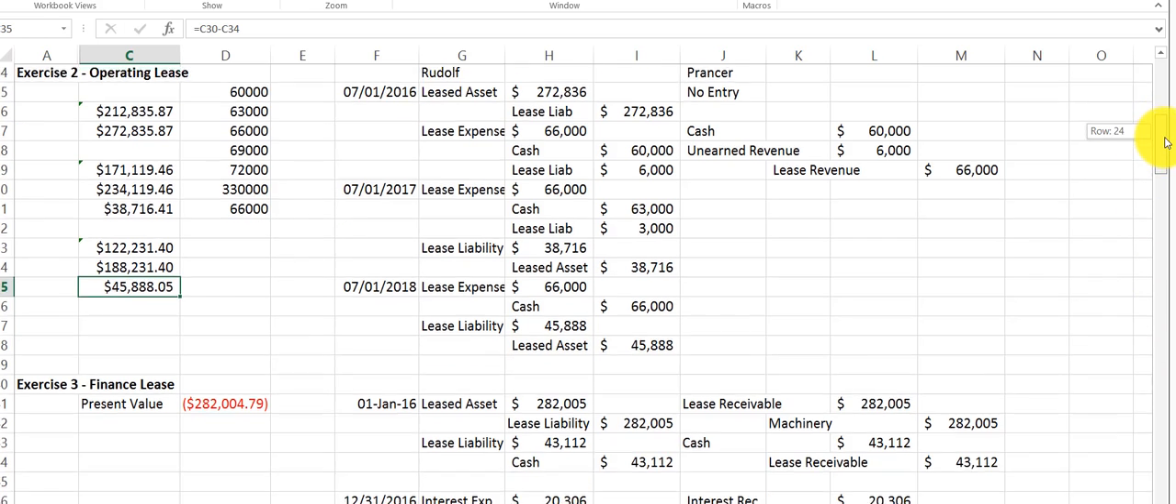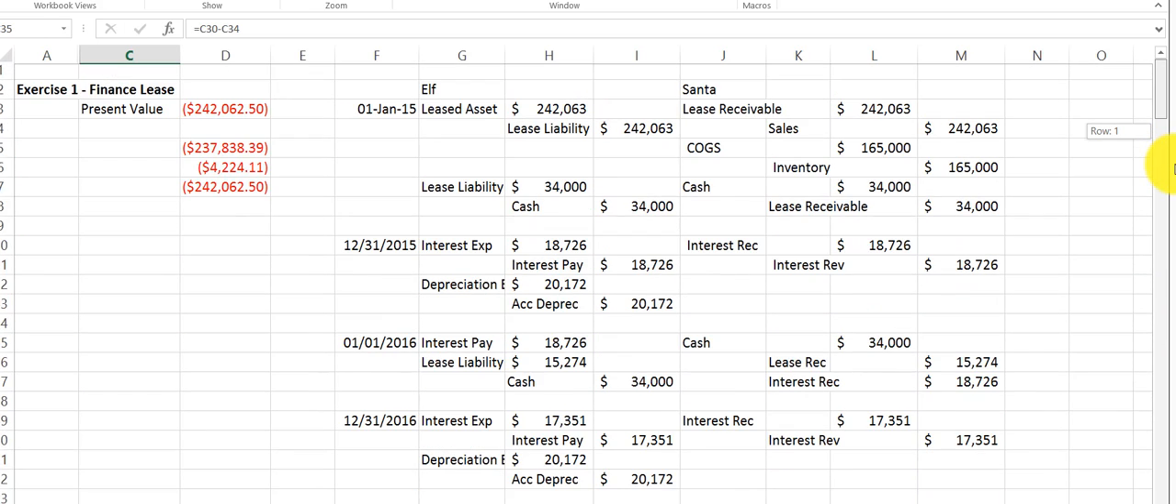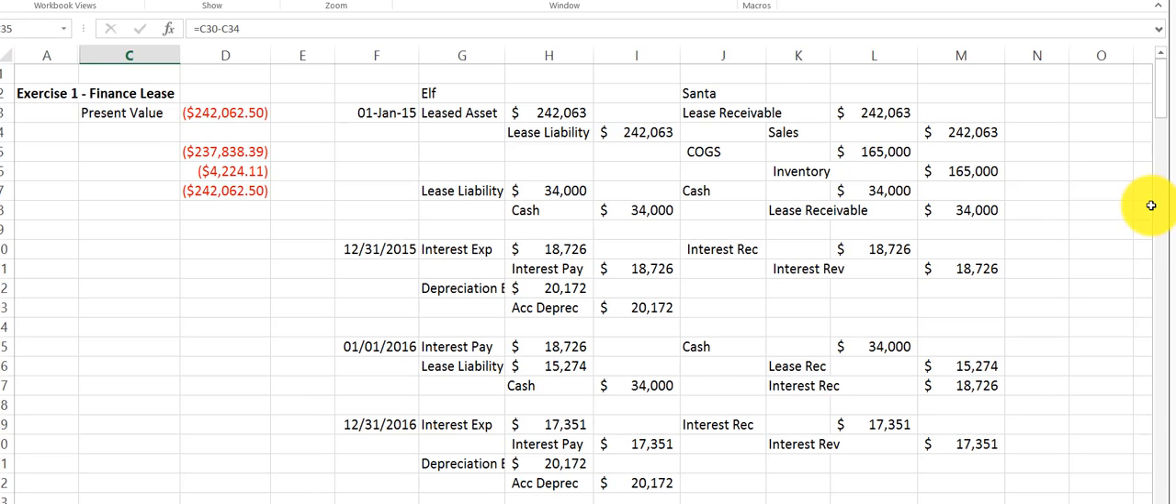And the last problem or exercise is actually exercise 3, but it's very similar to exercise 1 in that it is a finance lease. Okay, we figure out the present value just like we did before, 9%, 10 periods.